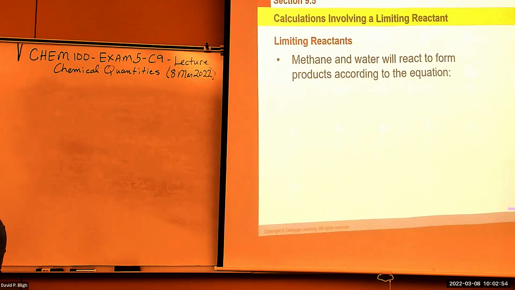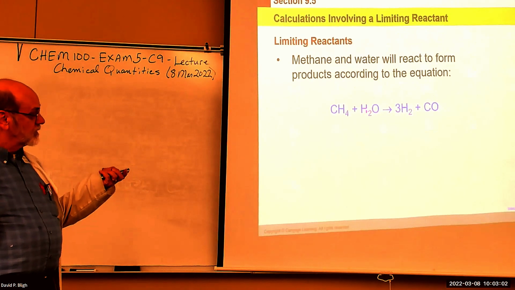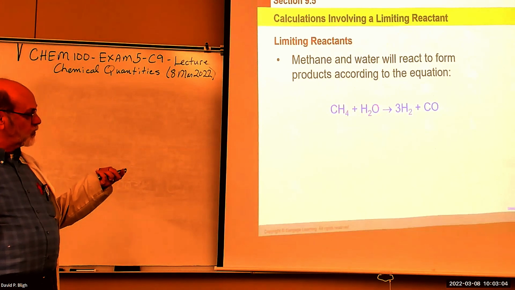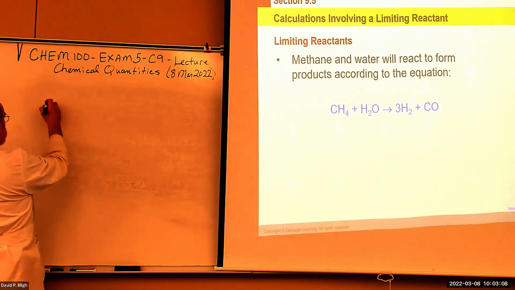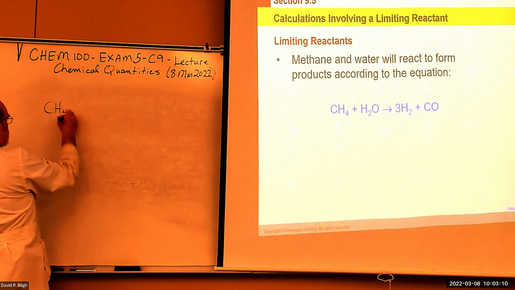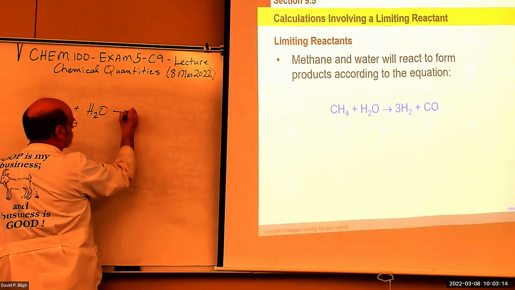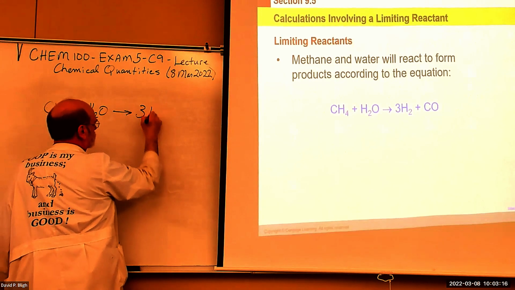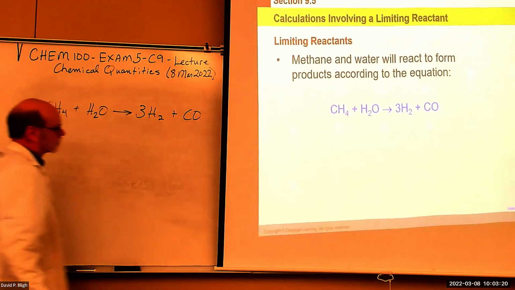Methane and water react to form products in this equation, right? And that one's balanced. 6 hydrogens, 2 plus 4 is 6, 1 carbon and 1 oxygen. Okay, so we're good there. All right, so we have this methane reacting with water to produce 3 hydrogen molecules and 1 carbon monoxide.